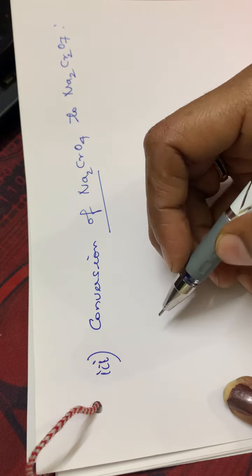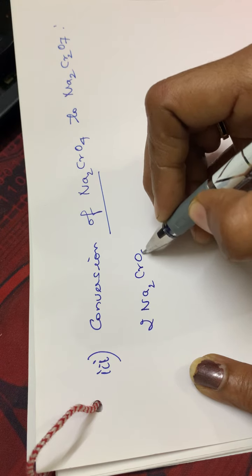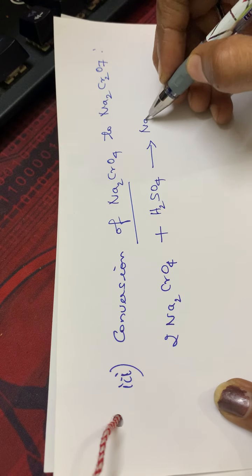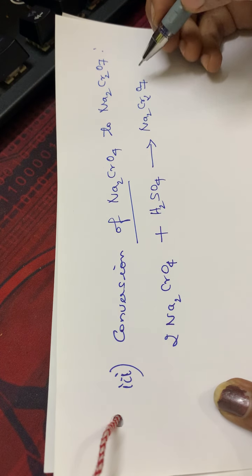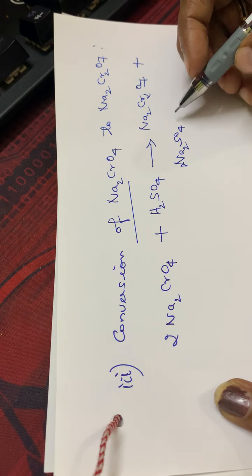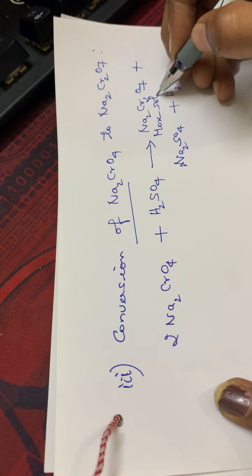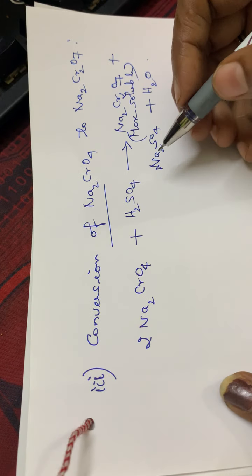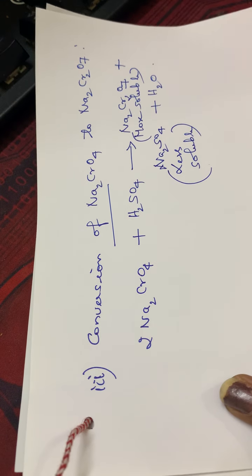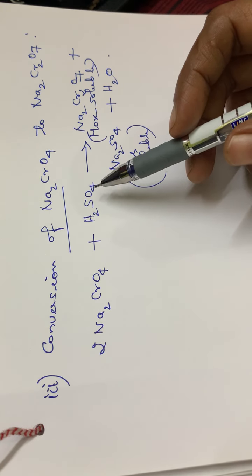So this sodium chromate is treated with sulfuric acid, that is Na2CrO4 is treated with sulfuric acid, giving Na2Cr2O7, that is sodium dichromate, plus Na2SO4 plus H2O. The sodium dichromate is more soluble, and the sodium sulfate is less soluble. So in the third step, sodium chromate is converted to sodium dichromate by the addition of sulfuric acid.